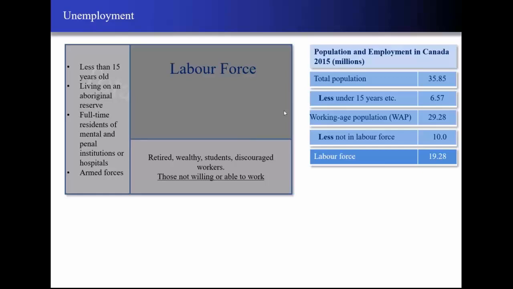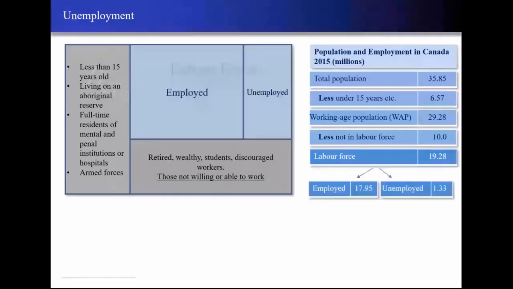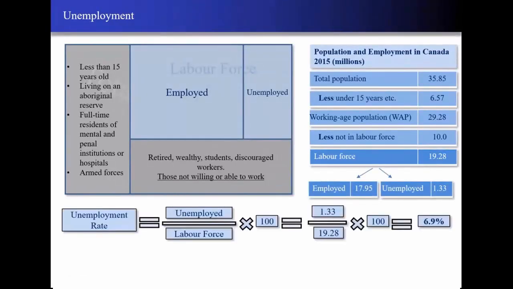Now, the labor force can be made up of those who are employed and those who are unemployed. To get the unemployment rate, we just take the number of people unemployed and divide it by the entire labor force. So it's the proportion of the labor force who are unemployed. In 2015, that was 6.9% Canada-wide.